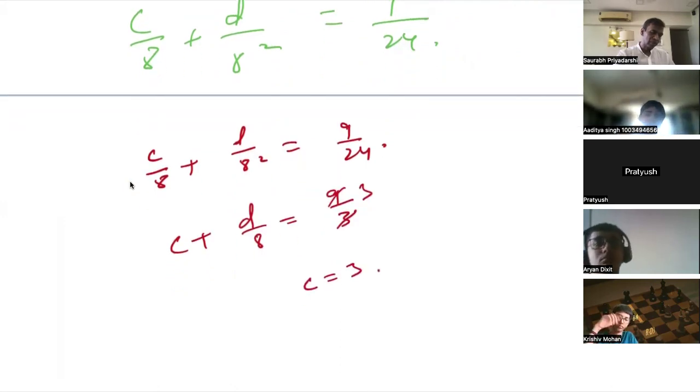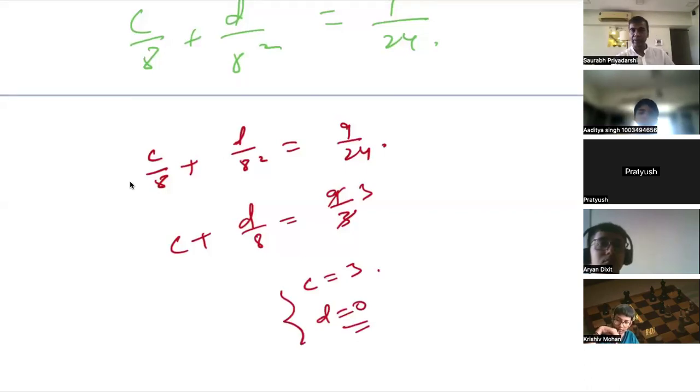If C is equal to 3, what is the value of D? 0 in this case. Is this okay, everyone?